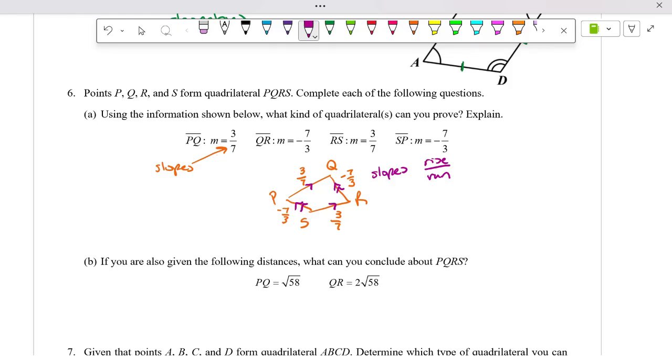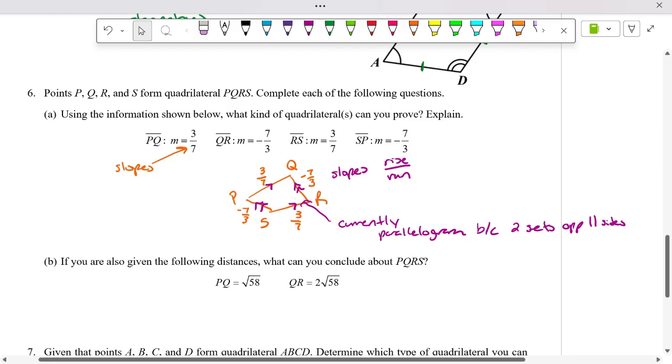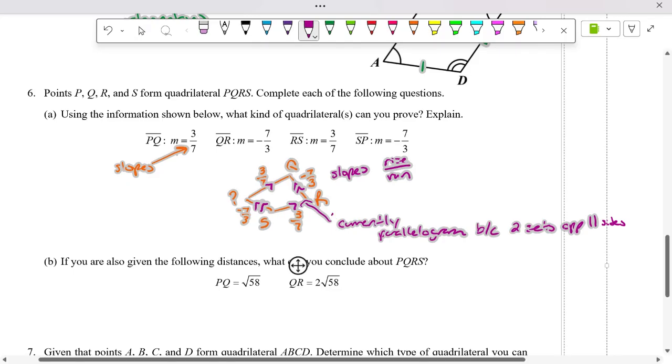So we know this is currently a parallelogram. That's all we know. It's a parallelogram because of the why? Because of two sets of opposite parallel sides. That's it. But what makes it a rectangle? The correct answer is a rectangle. How do we know they're right?